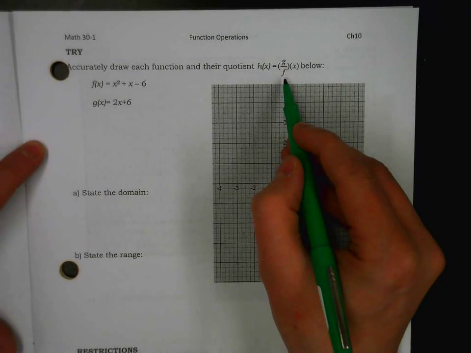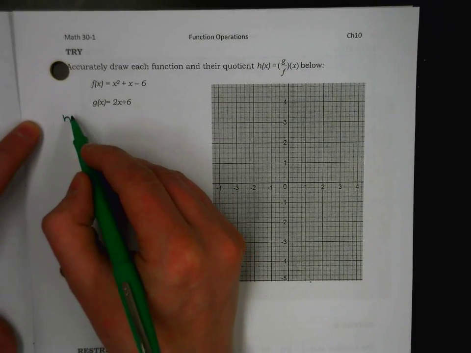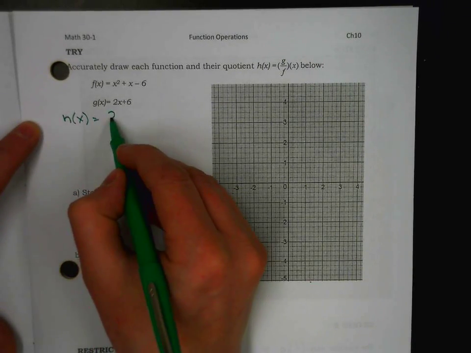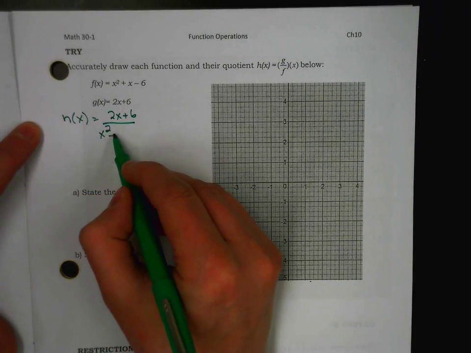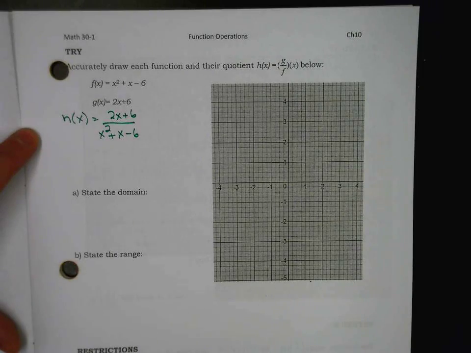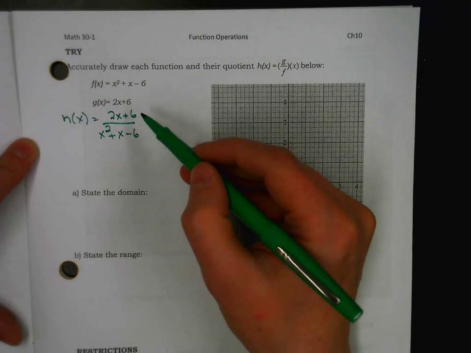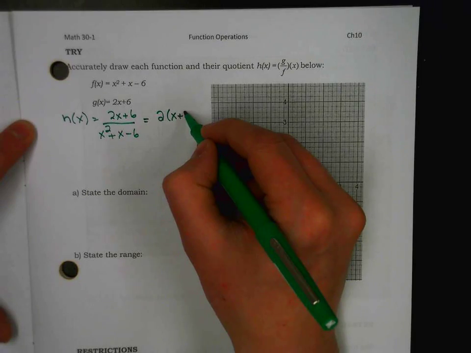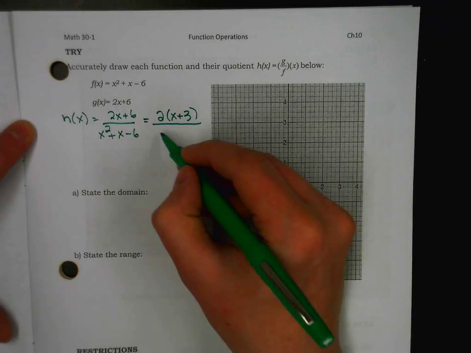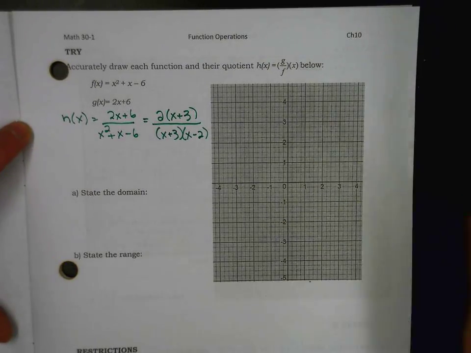G divided by f. Be very careful. G is the 2x plus 6 on the top. F of x is on the bottom, the x squared plus x minus 6. This is a rational function because we have a polynomial on the top and a polynomial on the bottom, a linear over quadratic, which quite conveniently does factor into a 2 times an x plus 3 divided by an x plus 3 and an x minus 2.